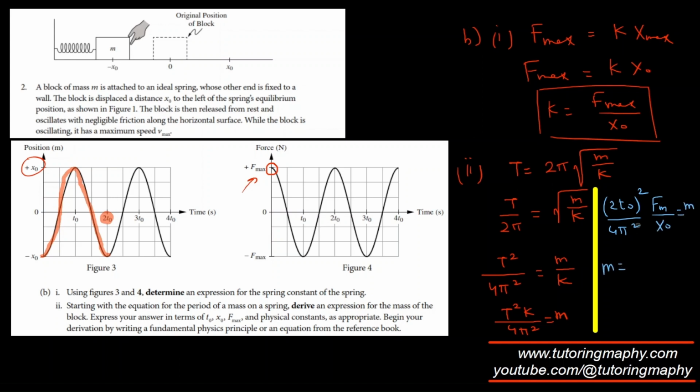So small m comes out as 4T naught square, 4 pi square, F naught over x naught. These two are gone. So finally the answer is F naught T naught square over x naught pi square, which is only in terms of the attributes that they mentioned over here. That should be our answer.